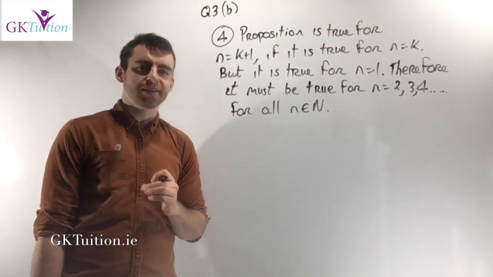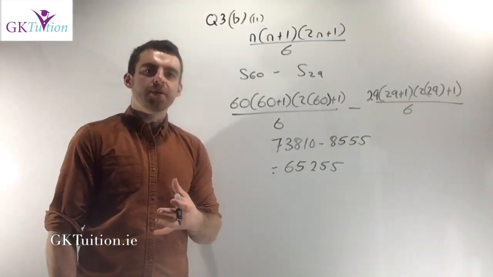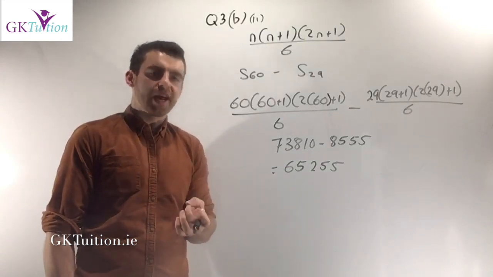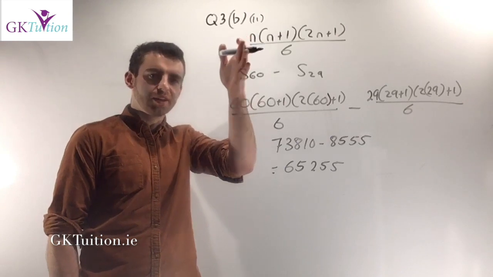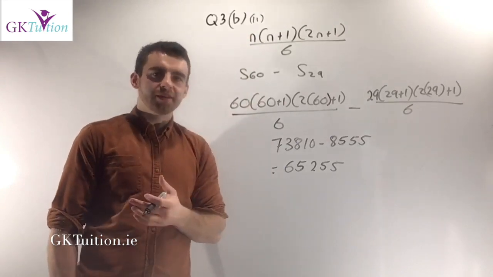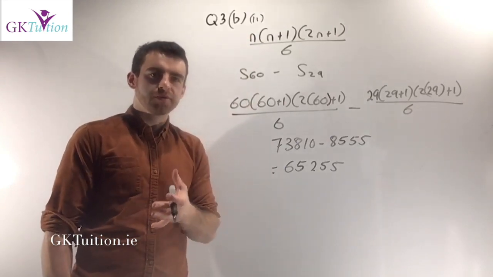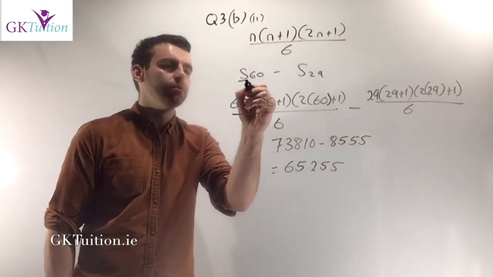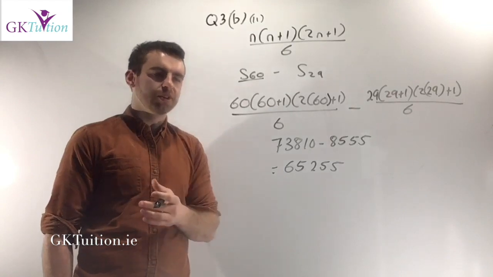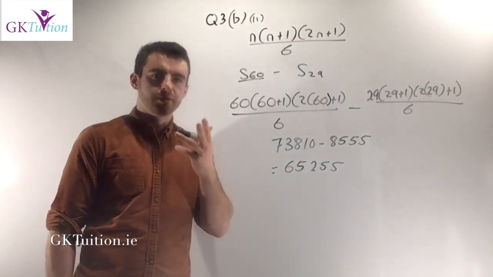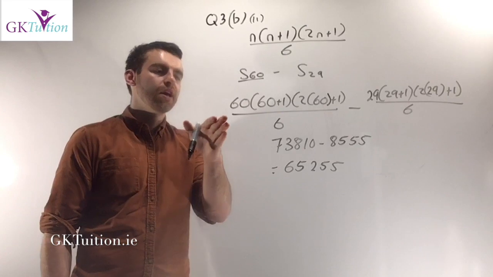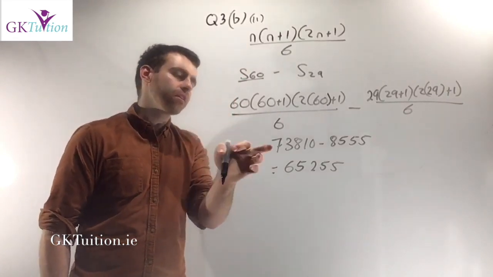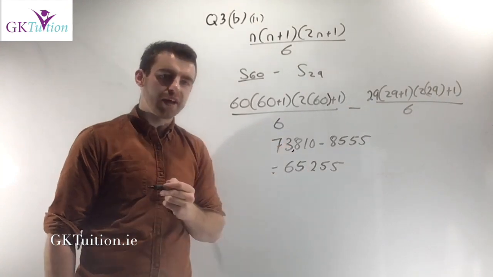There were 10 marks for that and then 5 marks for the next bit. In B part 1, we've proven by induction that the sum of the squares of the first n natural numbers can be calculated using this. And now we're being asked to find the sum of the squares of the natural numbers from 30 to 60. In order to do that, we first need to get the sum of the squares of the first 60 natural numbers. In other words, 1 squared plus 2 squared plus 3 squared the whole way up to 60 squared. And in order to do that, you simply sub in 60 instead of n. And I got 73,810 for that.